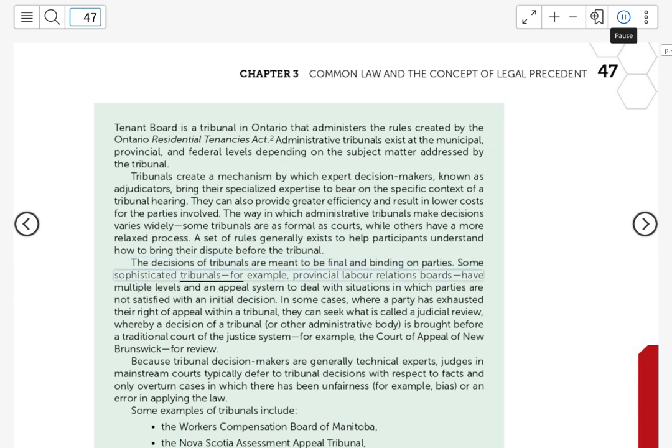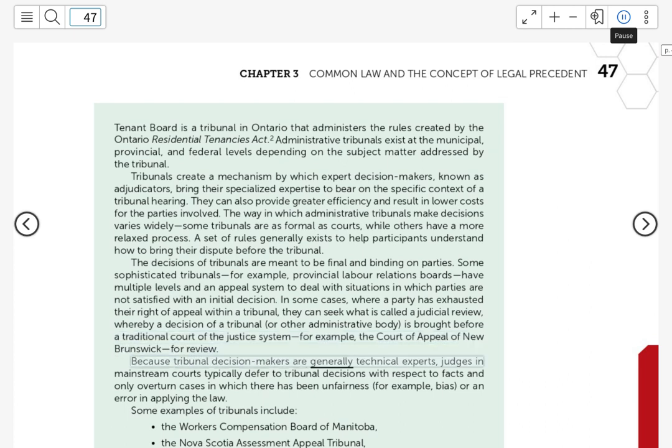Some sophisticated tribunals, for example, provincial labor relations boards, have multiple levels and an appeal system to deal with situations in which parties are not satisfied with an initial decision. In some cases, where a party has exhausted their right of appeal within a tribunal, they can seek what is called a judicial review, whereby a decision of a tribunal, or other administrative body, is brought before a traditional court of the justice system, for example, the Court of Appeal of New Brunswick, for review.